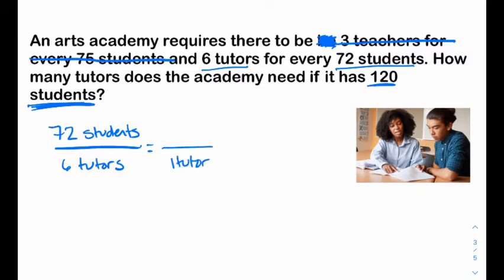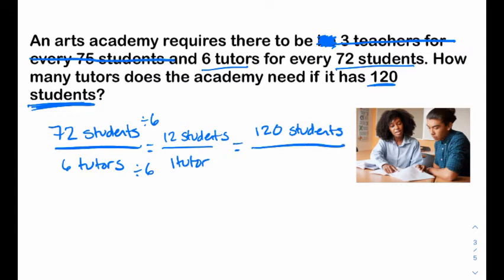So to get to 1 tutor, we're going to divide by 6. Let's do the same thing on the top. 72 divided by 6 is 12. So we know for every 12 students, there will be 1 tutor. But we're looking for the number of tutors with 120 students.